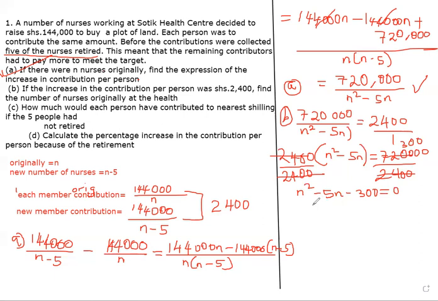So we're looking for 2 numbers whose sum is minus 5, product is negative 300. Let's continue. So we are saying that n squared minus 5n minus 300 is this. So which numbers are these that if you add you get negative 5, if you multiply you get 300.